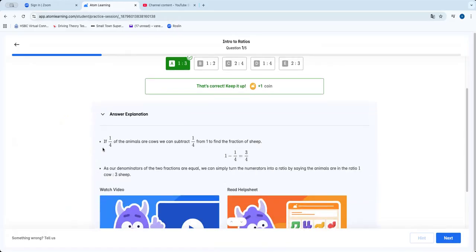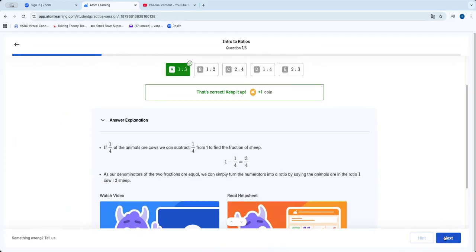The answer explanation says we could subtract, but I prefer adding, like 1/4 plus something equals 1. You could subtract too. My recommended way is better. Then you'd obviously see it would be 1 to 3. Now I'll move on to the next question.